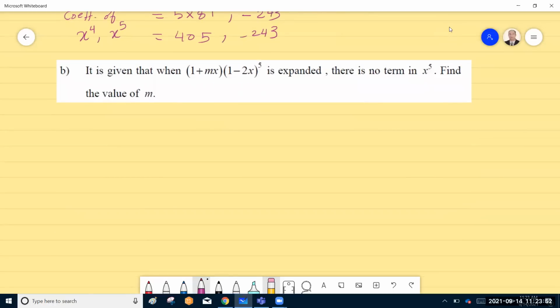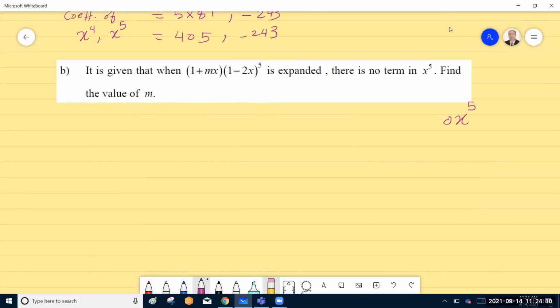Part B, it's given that when 1 plus mx, into 1 minus 2x to the power of 5, is expanded, there is no term in x to the power of 5. I mean, you will get 0 x to the power 5. Find the value of m.